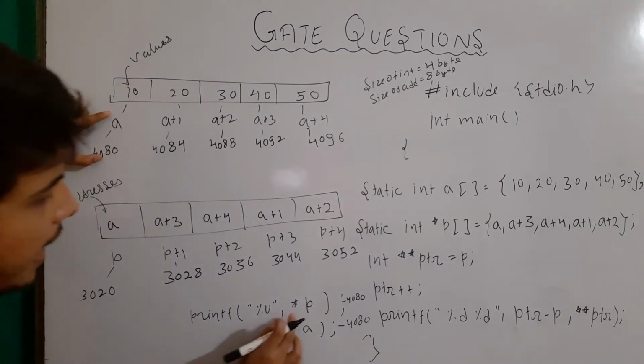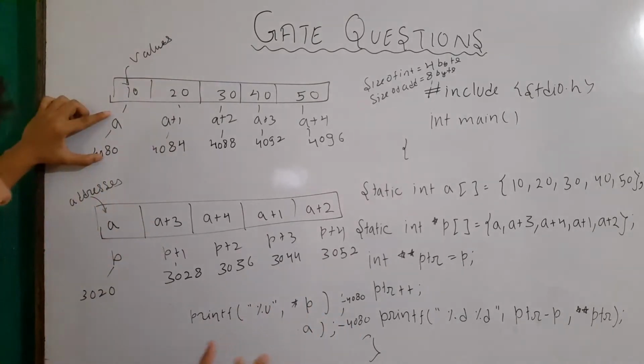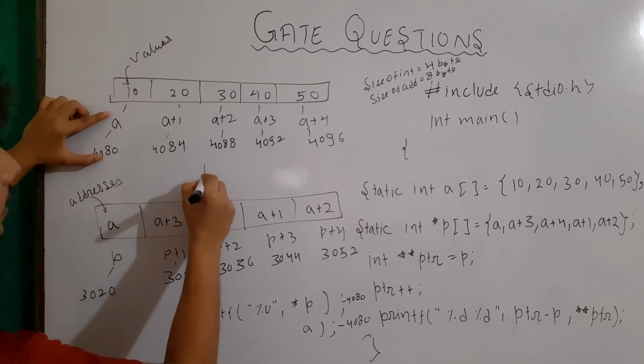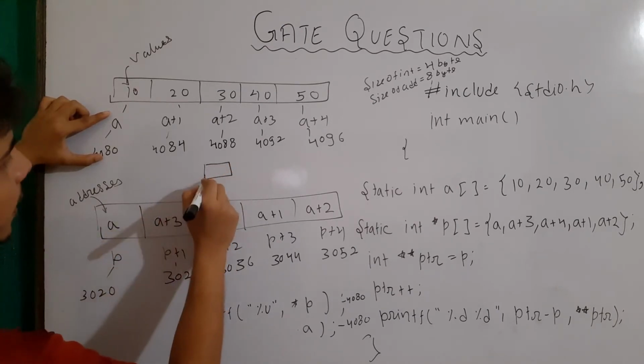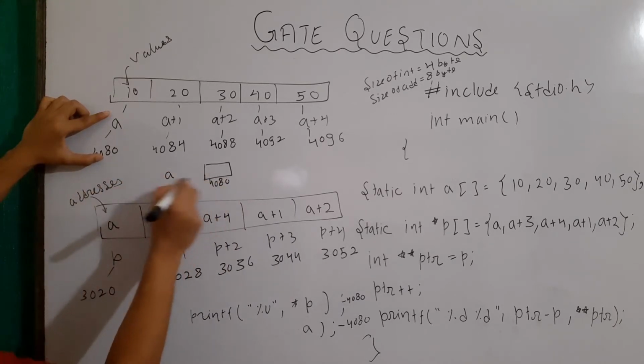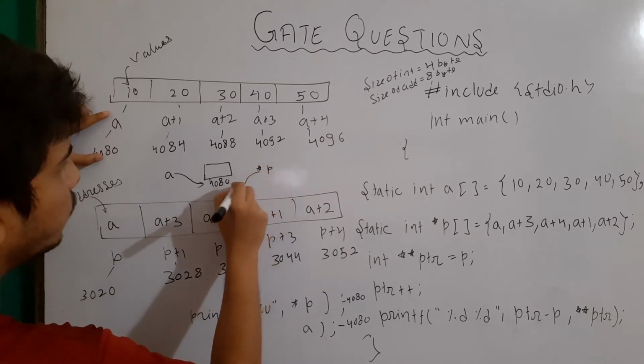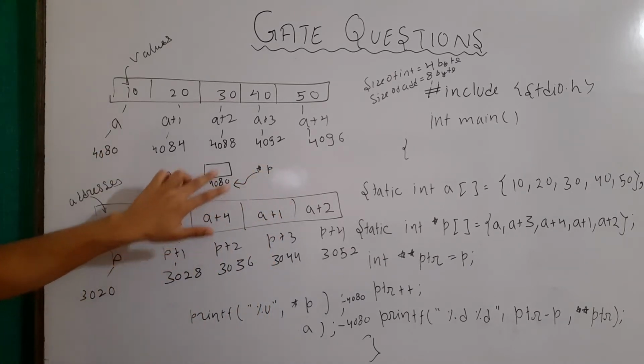So we can say that whether I write asterisk p or a, both are pointing to the same memory location, which has the address 4080. To access this, I can either write a or asterisk of p. Both will give me the memory address, not the content.